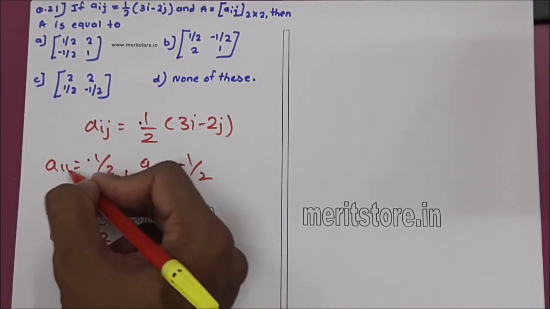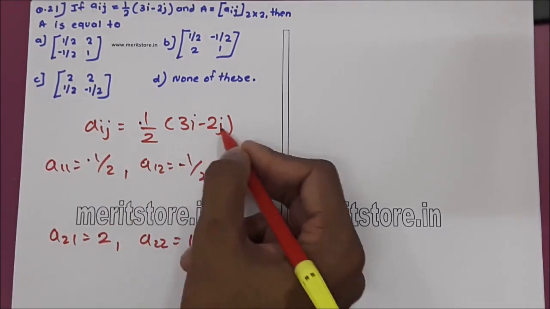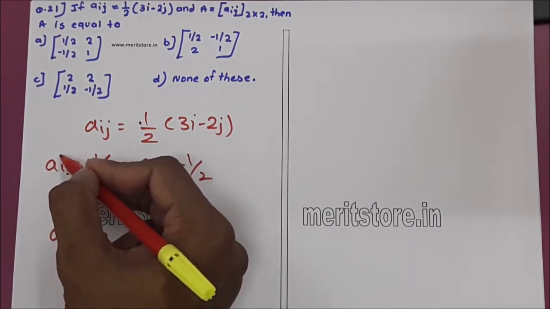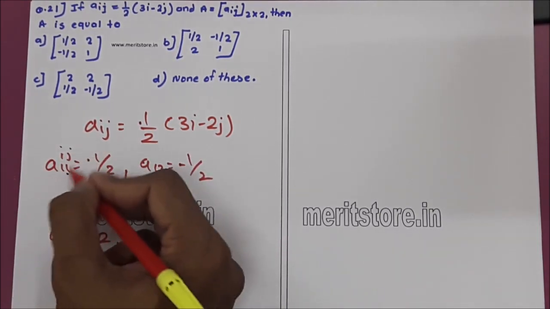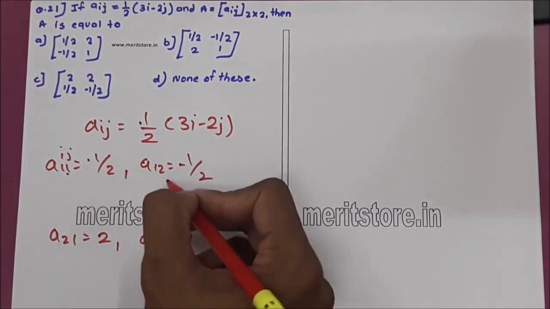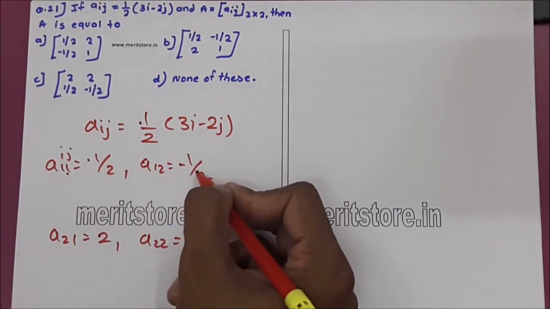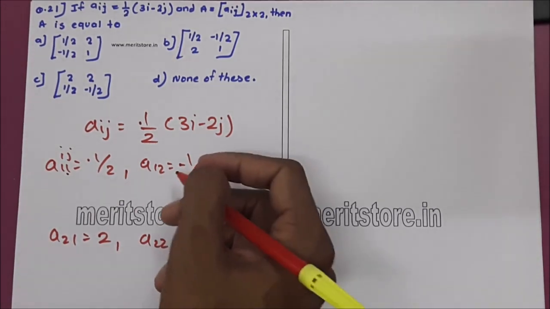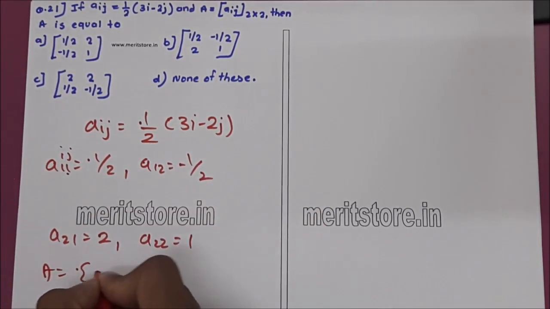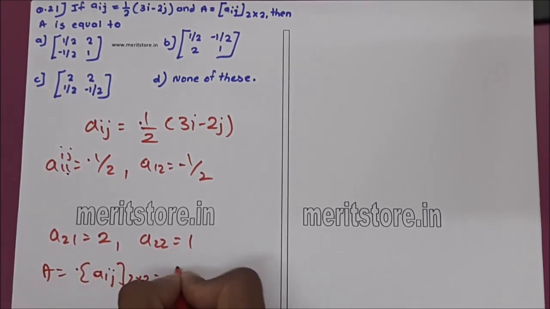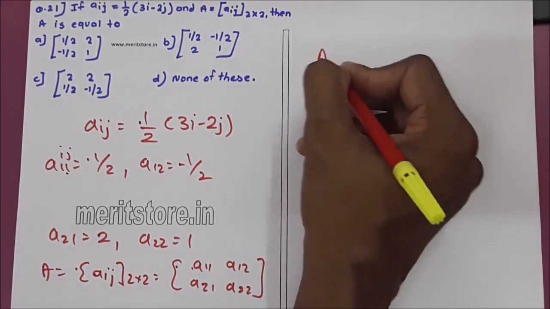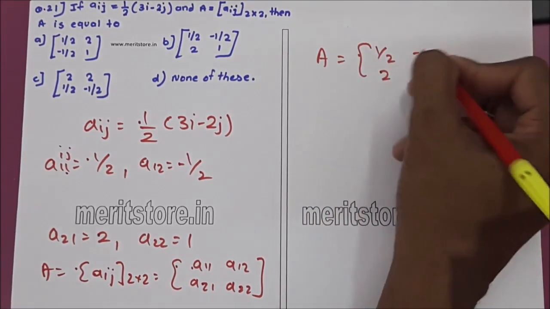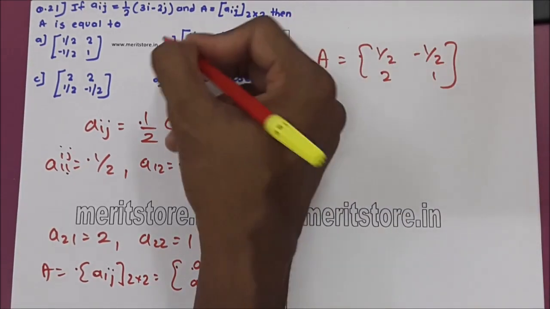We substitute the values of i and j. For a11, i will be 1 and j equal to 1. So we substitute this value of 1 and 1 in this equation, so we get half. Similarly, we get a12 is equal to minus half, a21 is equal to 2 and a22 is equal to 1. So for A is equal to aij 2 by 2 matrix, a11, a21, a12 and a22, we get A is equal to half, 2, minus half, 1, which is option B. Option B is the correct answer.